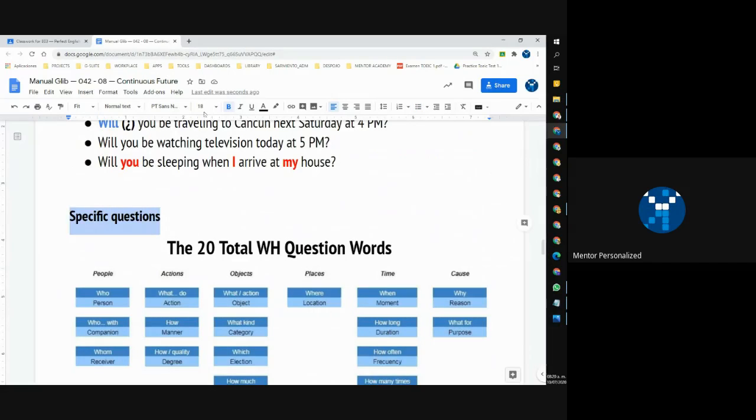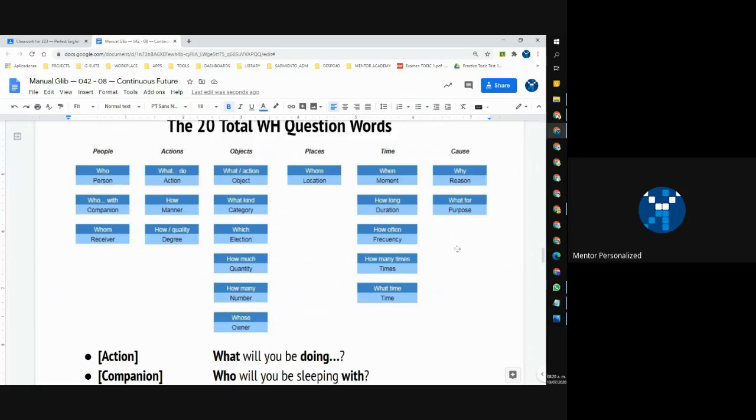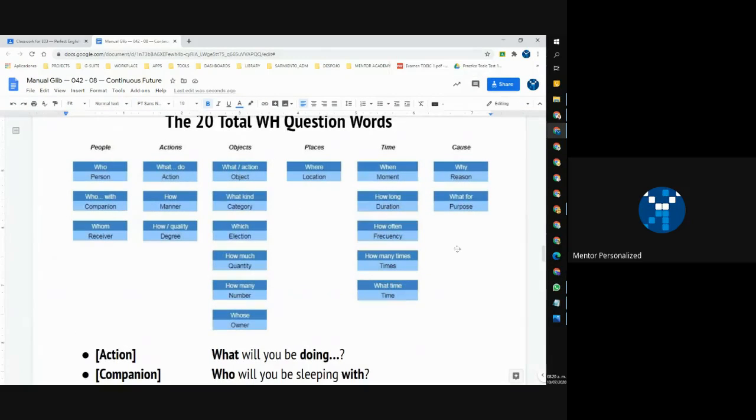Finally, we go for specific questions, the last category that asks about different components of the action. We have our chart of the 20 total question words. What is the question asking for? Location. Where? Ya te lo tienes que saber, no debes de leer. O sea, lo ponemos ahí para referencia, pero es más, te voy a tener que quitar la pantalla.